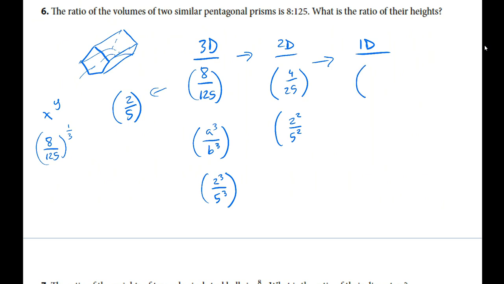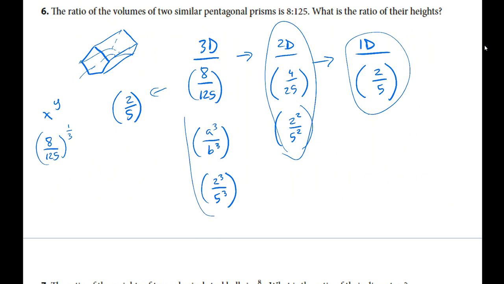And the 1D ratio would just be the 2 to 5. So this is 2 to 5 in one dimension. This is 2 squared to 5 squared in 2 dimensions. And then 2 to the third, 5 to the third in 3 dimensions.